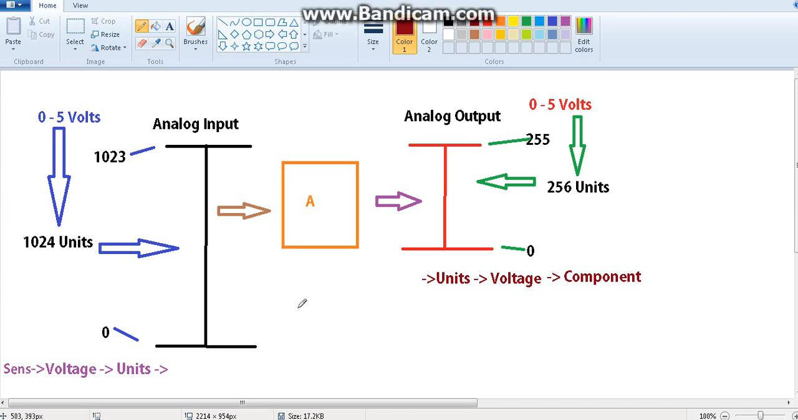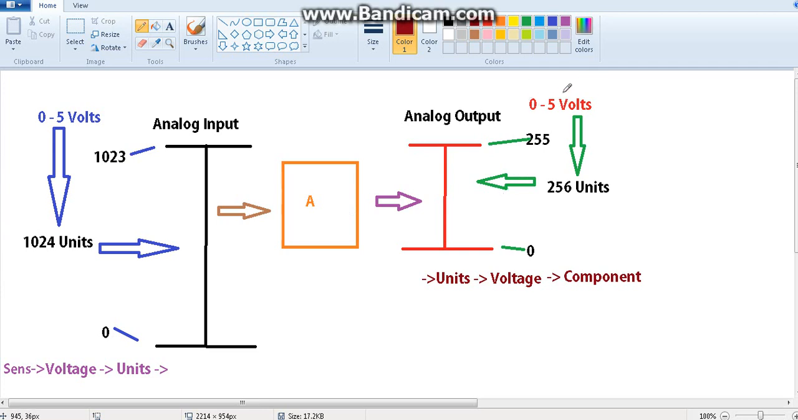Okay, now let's have a look at analog outputs. That again will give you a comparison look with analog input. So from Arduino we can see the arrow is going outside. That means analog output means we are giving an output from Arduino. It is not coming inside, it is going outside of Arduino. That is fine.